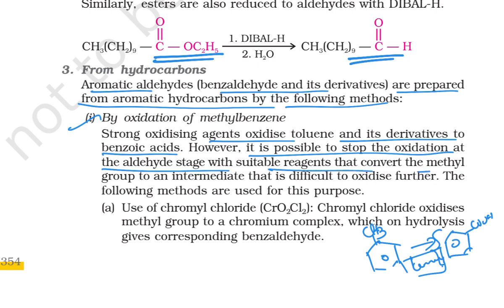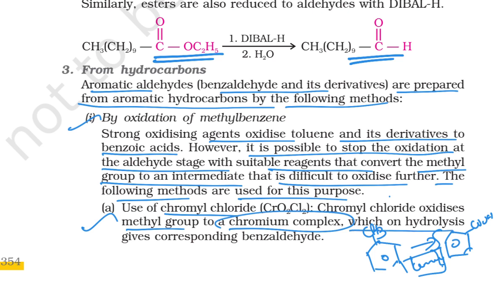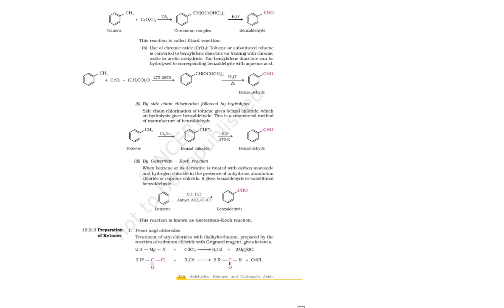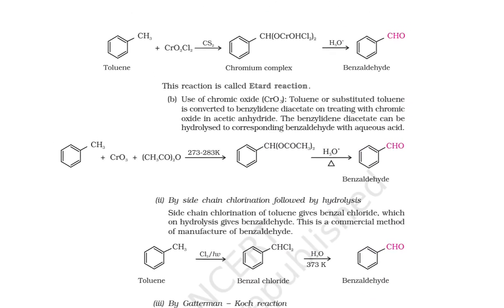Suitable reagents convert the methyl group into an intermediate which is difficult to oxidize further. The following methods are used for this purpose. The first one is chromyl chloride, which oxidizes the methyl group into a chromium complex, which on hydrolysis gives the corresponding benzaldehyde. Your reaction is here. Look here.